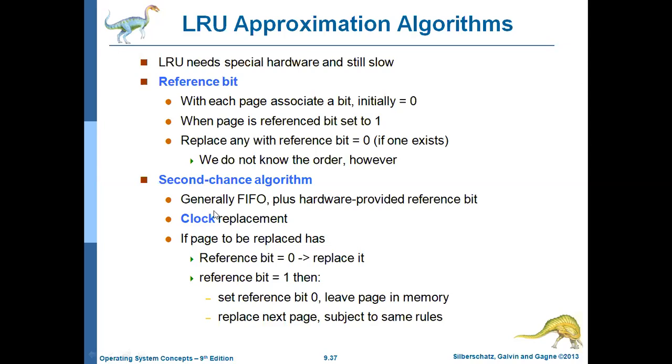What is this? It usually works in terms of FIFO, exactly like the clock replacement. At equal intervals of time the replacement happens. If the page to be replaced has a reference bit of 0, replace it. If the reference bit is equal to 1, then set the reference bit to 0, leave the page in memory, and replace the next page subject to the same rules again and again. So this is how the second chance algorithm works.